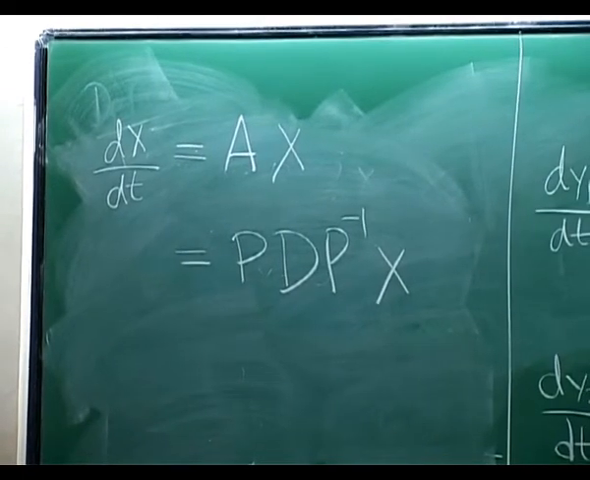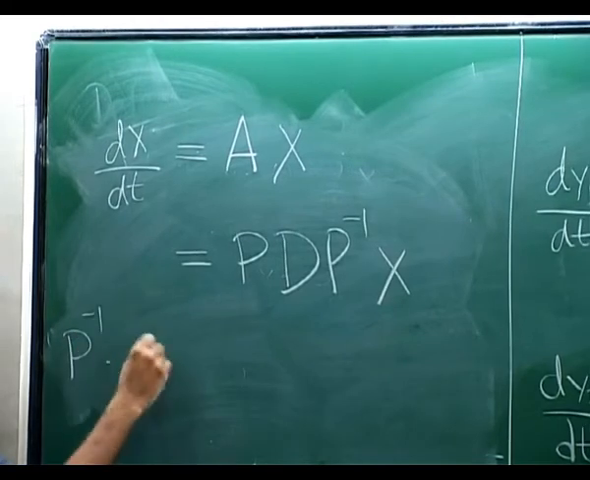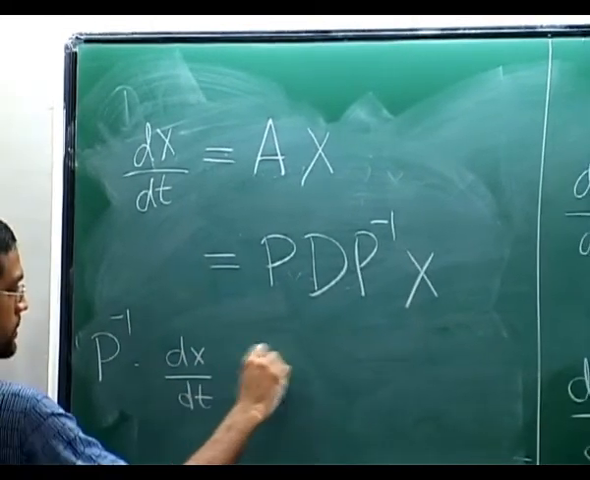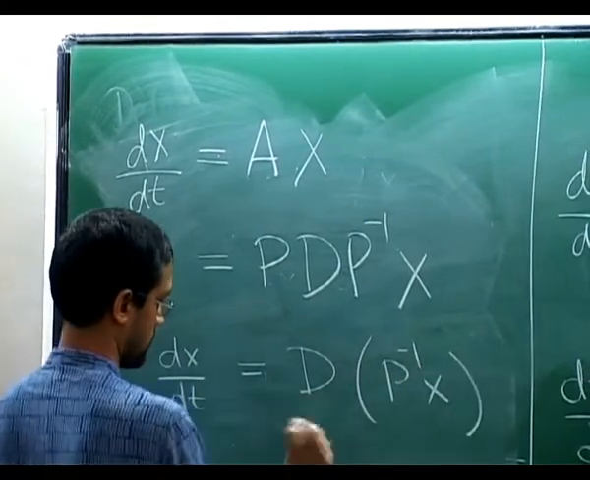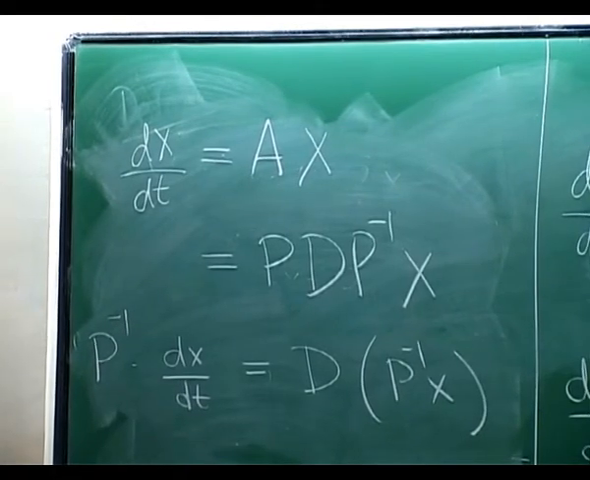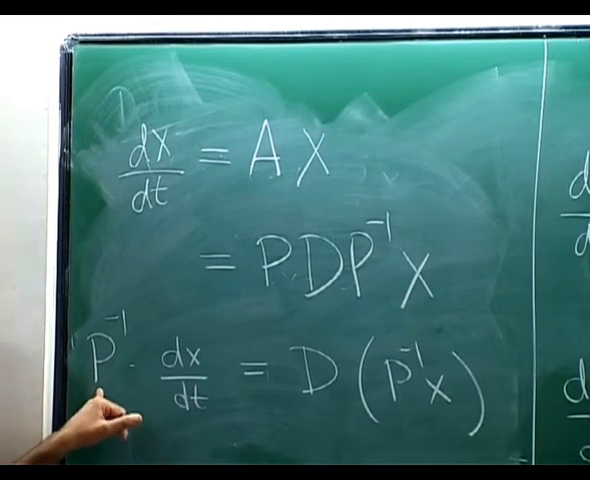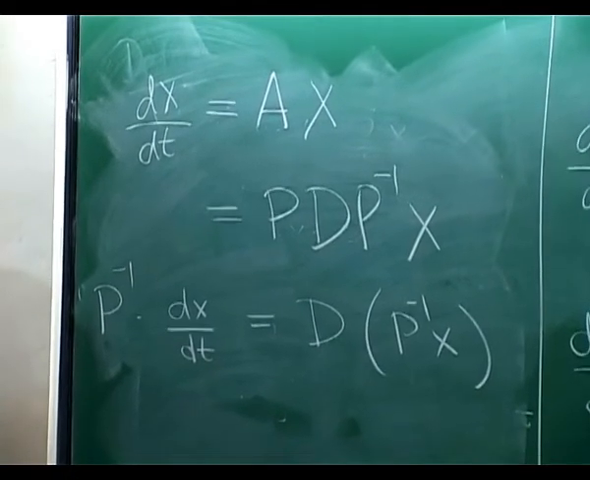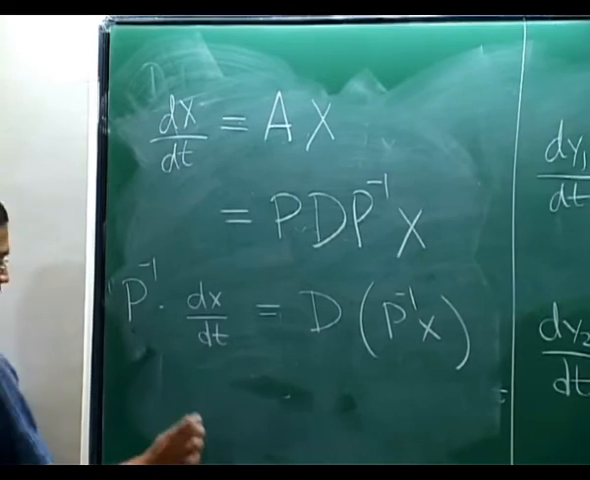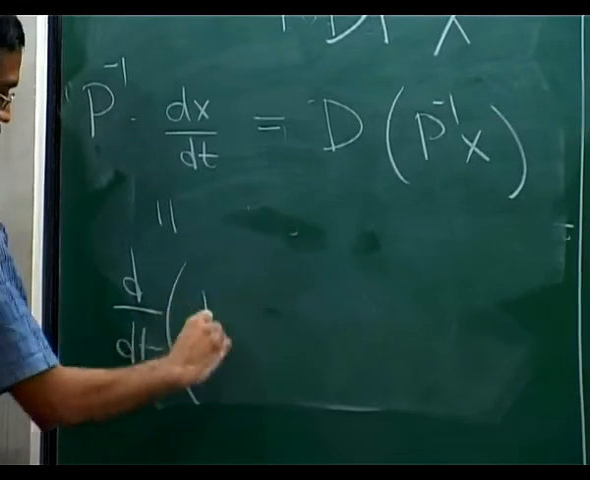Now let's multiply both sides of this equation by P inverse on the left. So P inverse times dX/dt is, so that this P goes away, D times P inverse X. Now what is here? P inverse is some 2 cross 2 matrix. dX/dt is just a column vector with dx1/dt, dx2/dt. But the left hand side, I claim, is the same as you first do P inverse X.